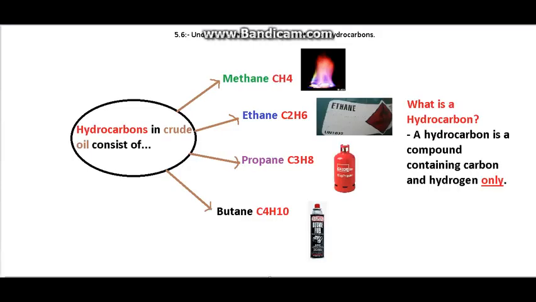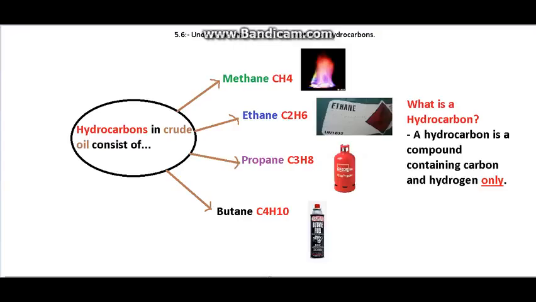So, to start, now we are on specification point 5.6, which assures you should understand that crude oil is a mixture of hydrocarbons. So, you must be asking, what is a hydrocarbon? A basic definition is a hydrocarbon is a compound containing carbon and hydrogen only. And there are 4 hydrocarbons in crude oil, actually.